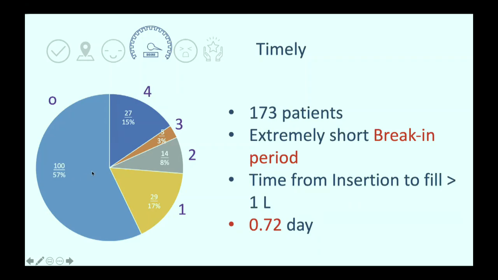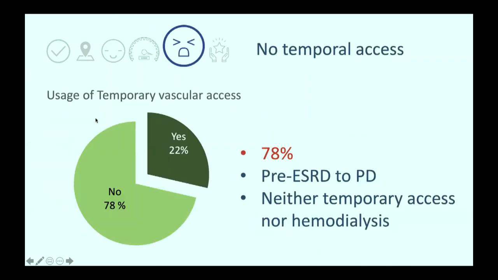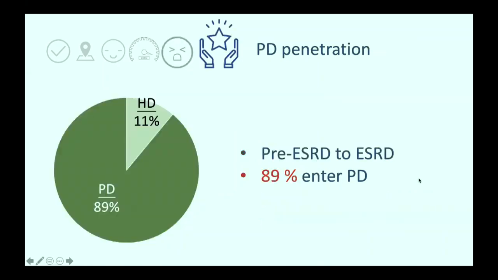Most of them have no need for temporary access. About 78 patients, those from pre-ESRD to peritoneal dialysis, didn't need temporary access or temporary hemodialysis. PD was the ultimate dialysis modality. This procedure augmented our PD penetration. For patients from pre-ESRD to ESRD, about 89% entered peritoneal dialysis.